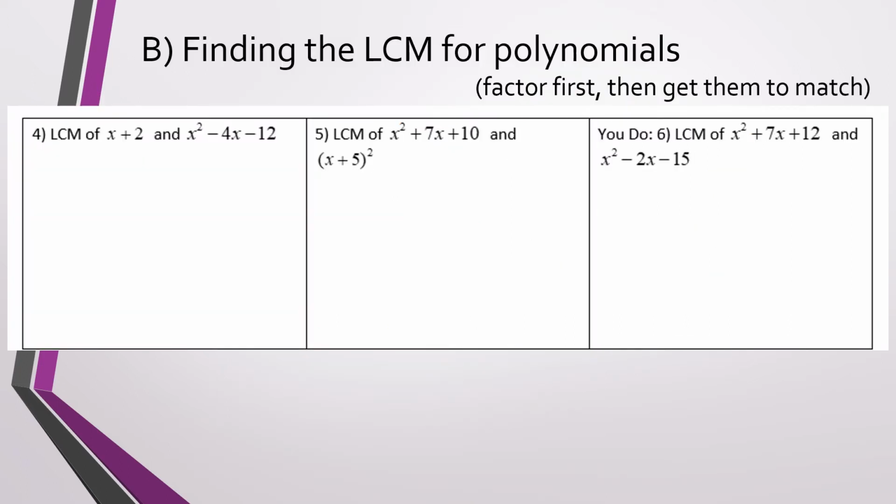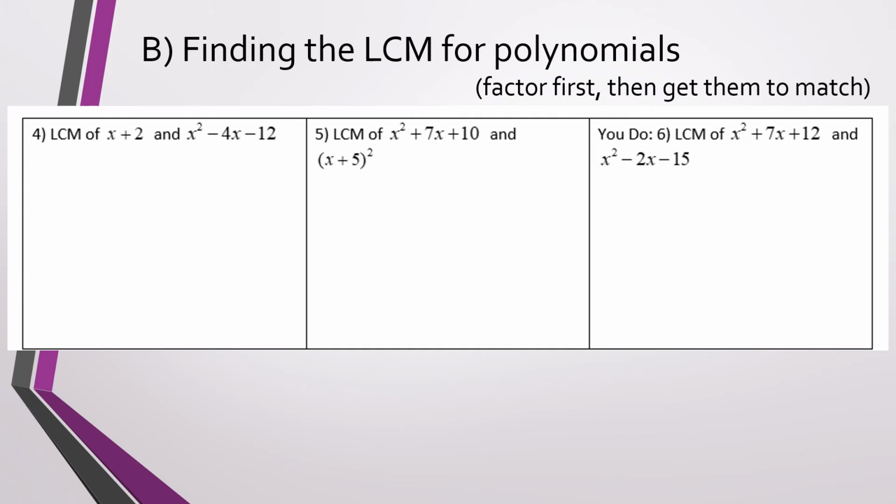Okay, so then finding the LCM for polynomials. This is going to be the same type of approach, except we are going to have to factor them first and then get them to match. So x plus 2 I can't factor. You might want to take out your half sheet here to help you.